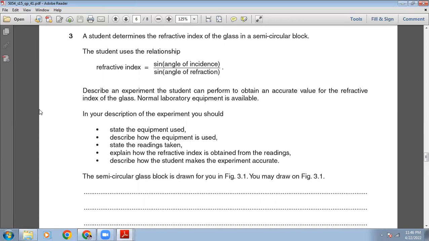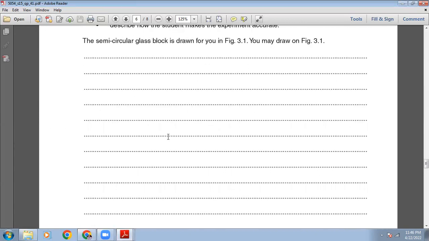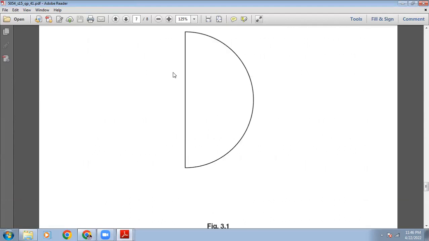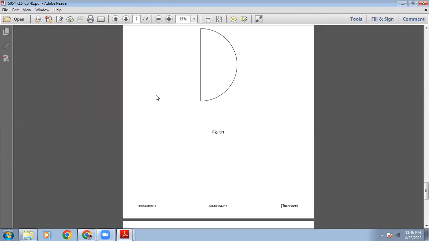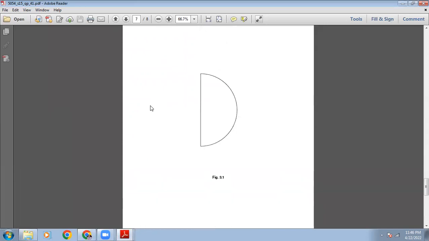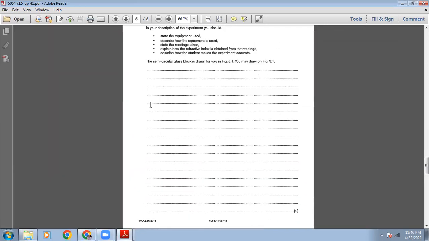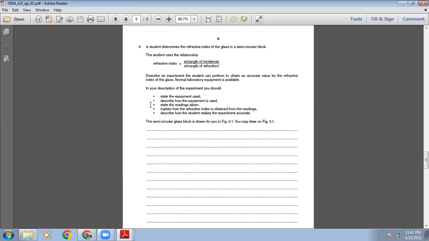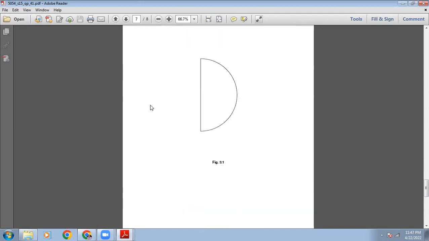So the semicircular glass block is drawn for you in figure 3.1. You may draw on figure 3.1. So on the next page, we have this figure. This is the question, and it's a 5 marks question, question number 3. And here is the figure. So this is the semicircular glass block.